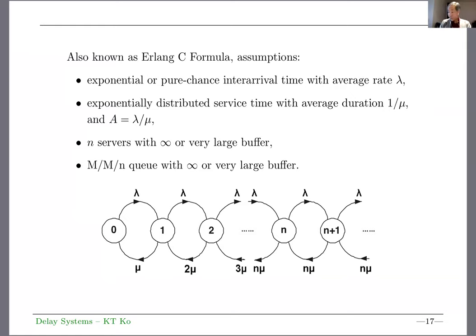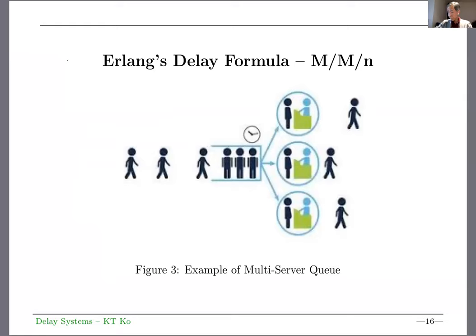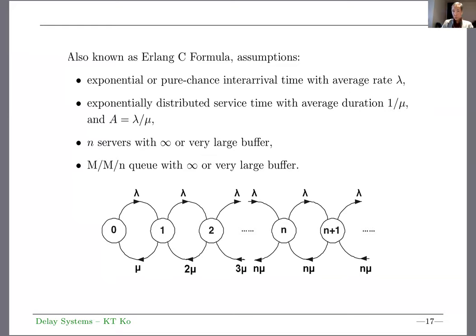With that small diversion, the work now is basically to look at details about the Erlang delay formula, which is given by the M/M/N/Q queue. N now means multiple servers. In this example here, it's 3 servers. So in the case of a delay system using N servers, what is the probability of delay? What is the average delay time? What is the average number of jobs in the queue? Those are the things you wish to know.